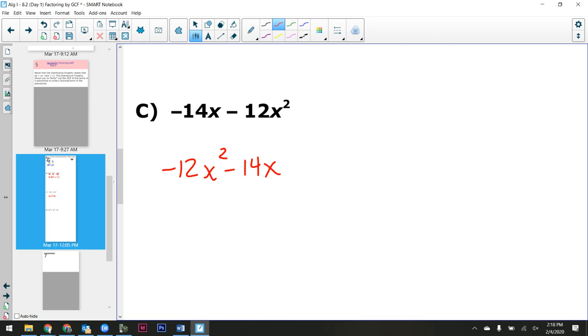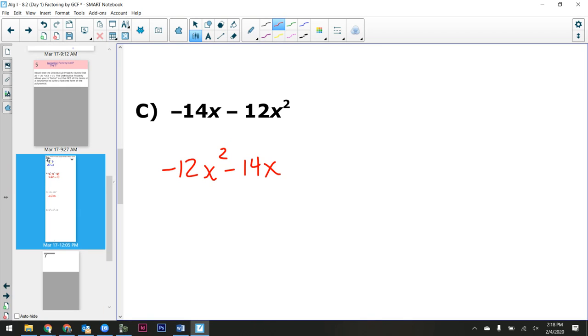When it leads with a negative, you pull out the negative with your GCF. So what is the GCF between 12x squared and 14x? What's the GCF? Nobody said it yet. Come on, full GCF.